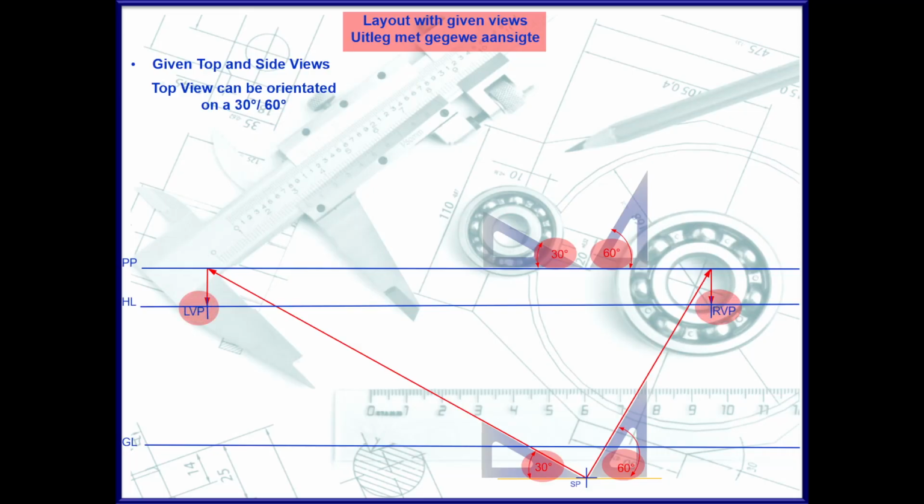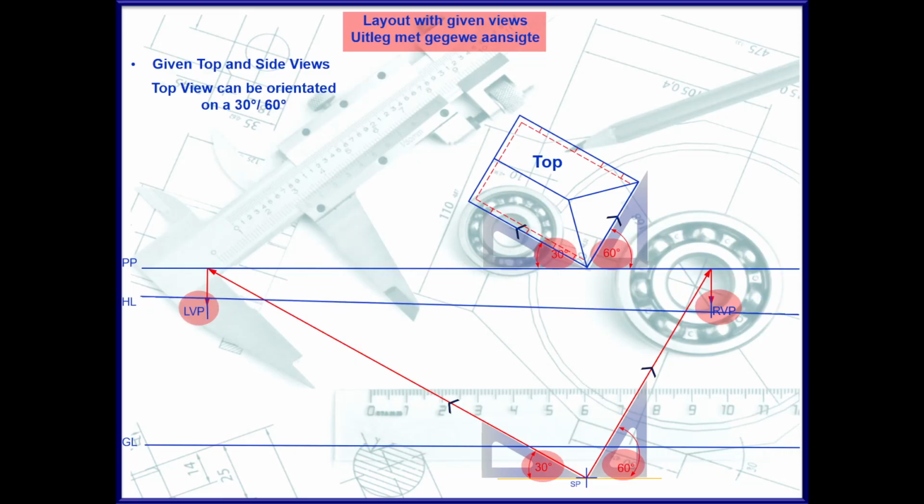vanishing points. That will mean that my top view is orientated on a 30 and 60 degree angle, and that the sides of my top view will always be parallel to the sides that I projected back towards my picture plane. Another very important factor is that my vanishing points will always be located on my horizon line.